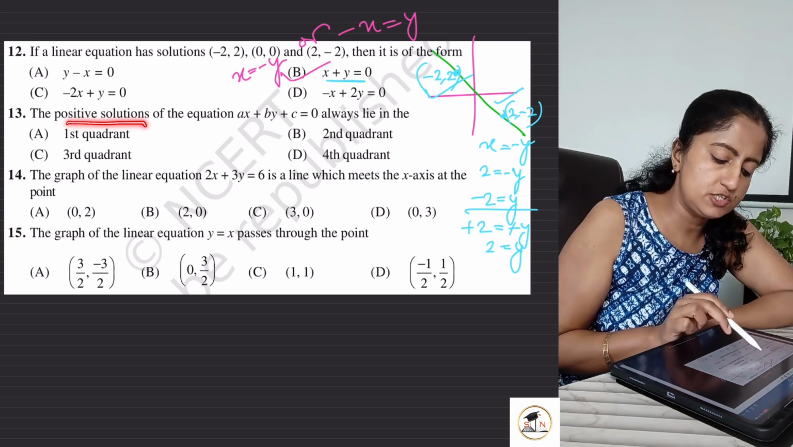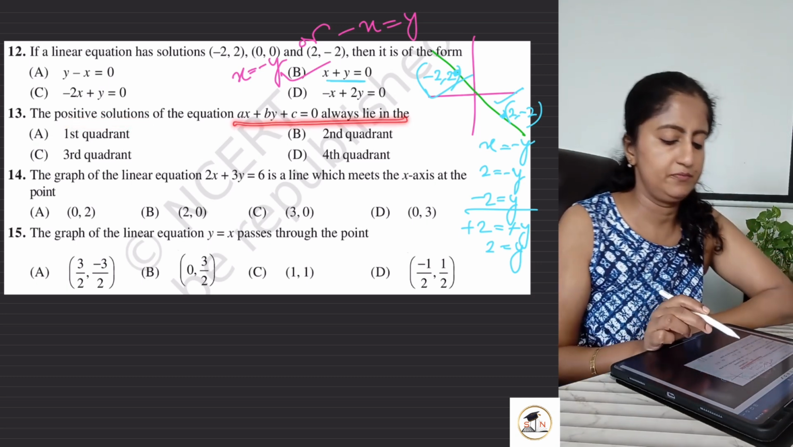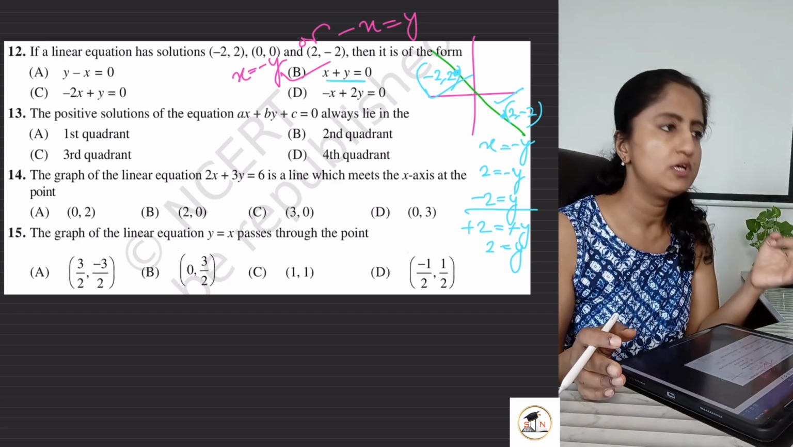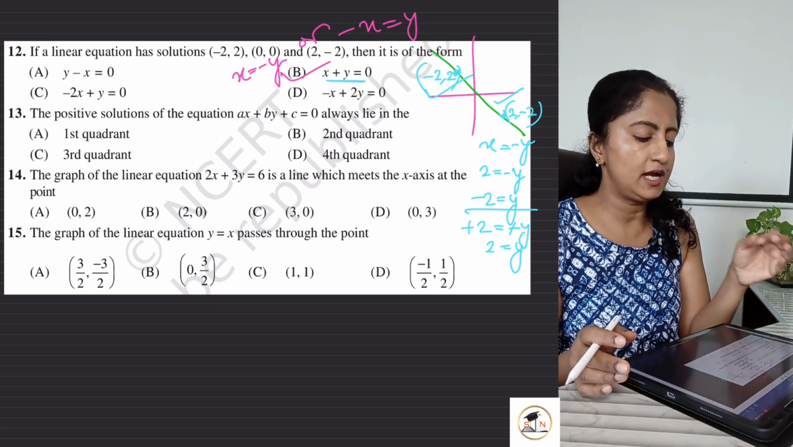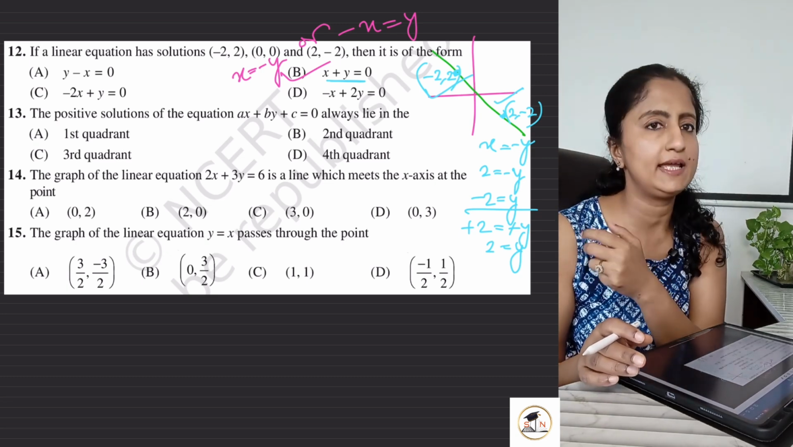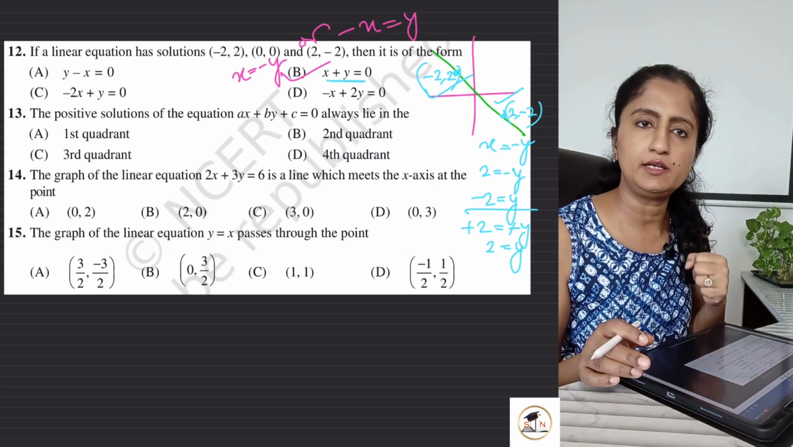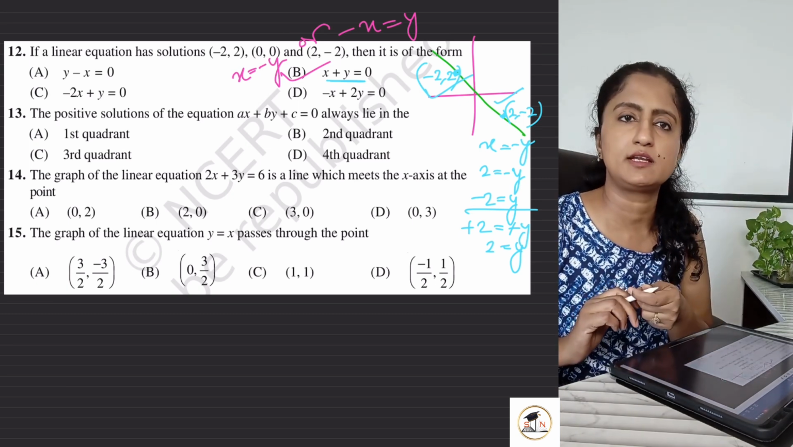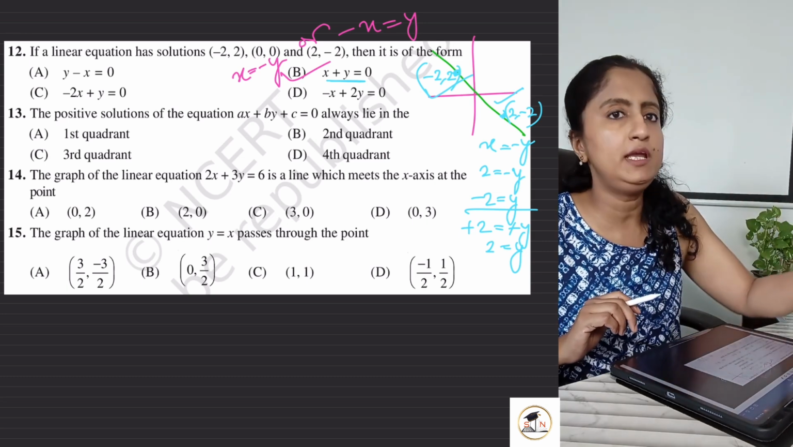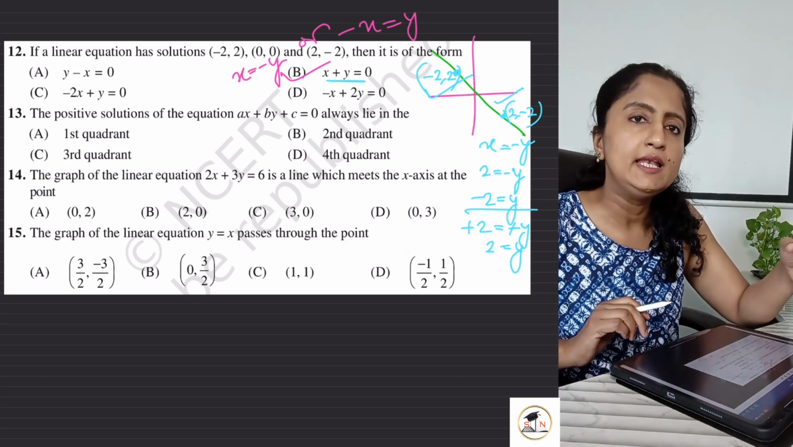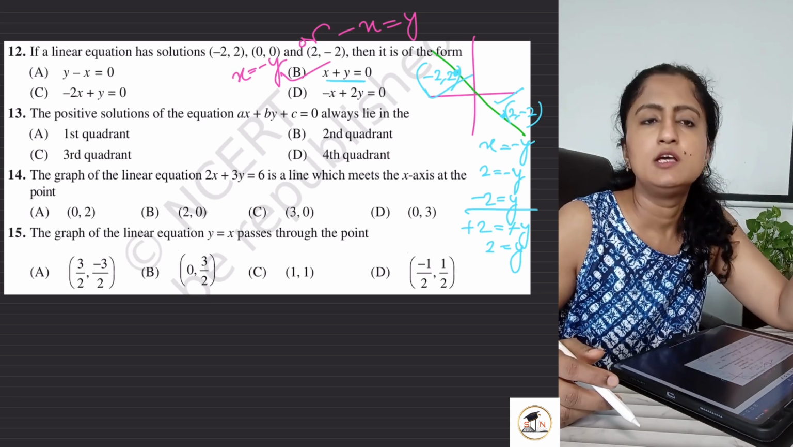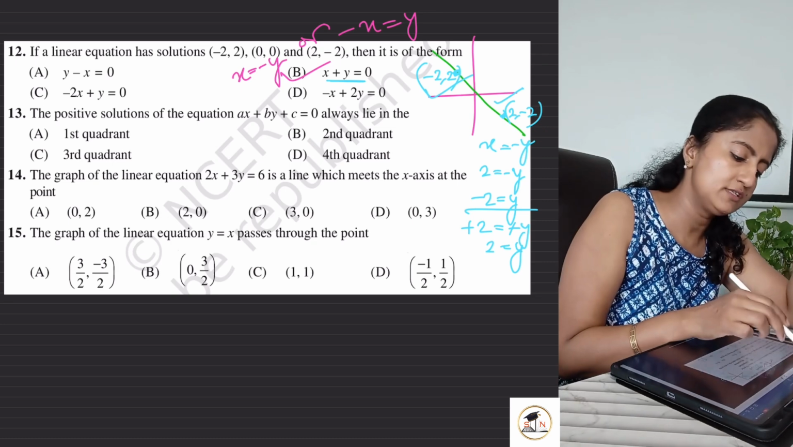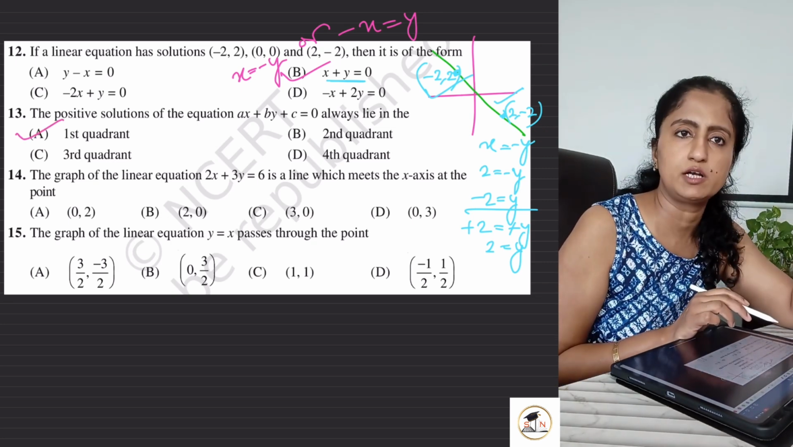Now, 13th question. The positive solutions of the equation always lie in the... Okay. They have given a standard form of the equation, ax + by + c = 0, right? Now they are saying that if there are positive solutions, then in which quadrant will they lie? The equation does not matter. I am saying my value of x is 1, the value of y is 2, so in which quadrant will it exist? In the first quadrant. Whatever the equation, if both my x and y are positive, so obviously they will exist in the first quadrant only, right? So we have the answer already with us. It is the first quadrant.